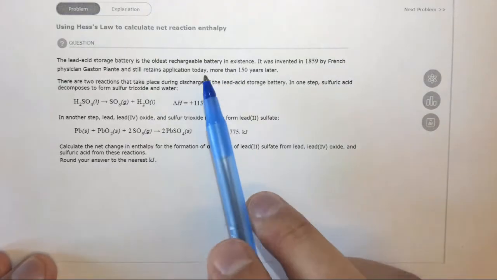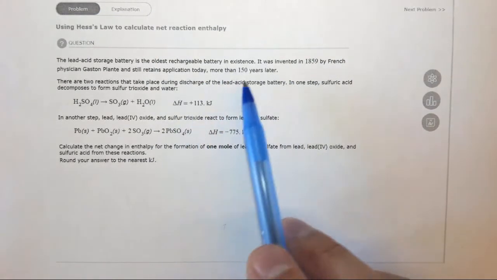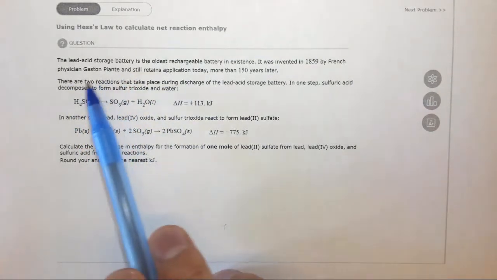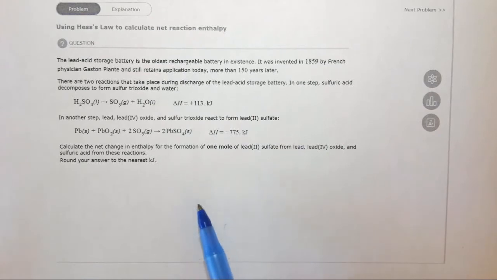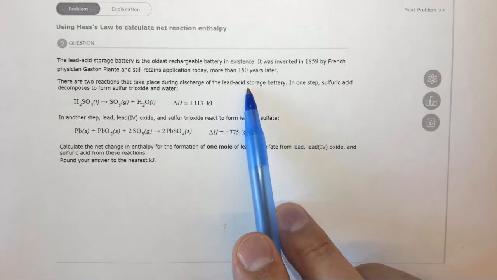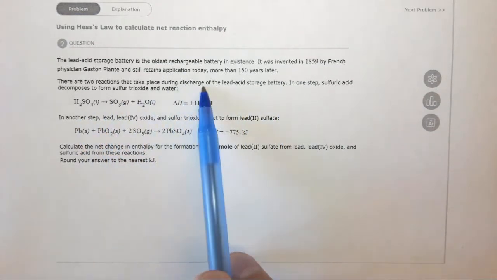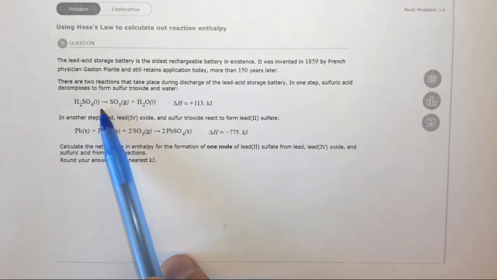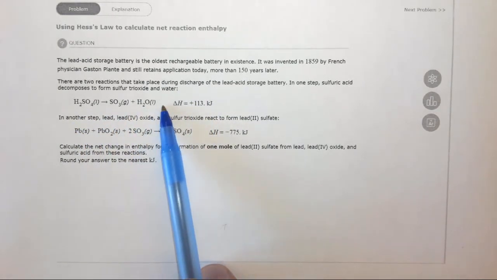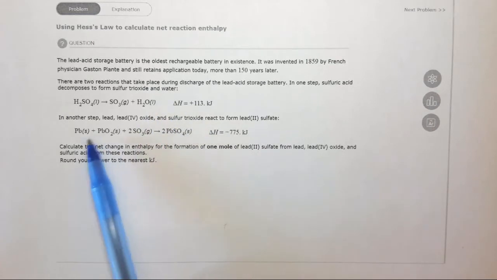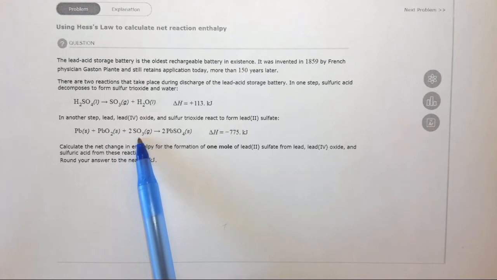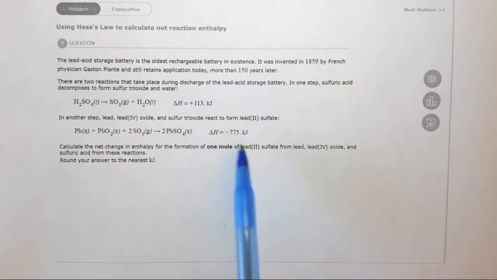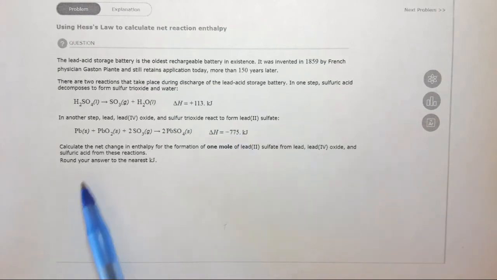In this question, we're asked to find some enthalpy information for the lead acid storage battery that was invented in 1859 in France and is still in use more than 150 years later. There are two reactions that take place. One, sulfuric acid yields SO3 plus 2H2O, and then lead plus lead 4 oxide plus 2SO3 yields PbSO4 solid. And this gives off quite a lot of energy, which can allow the battery to work.